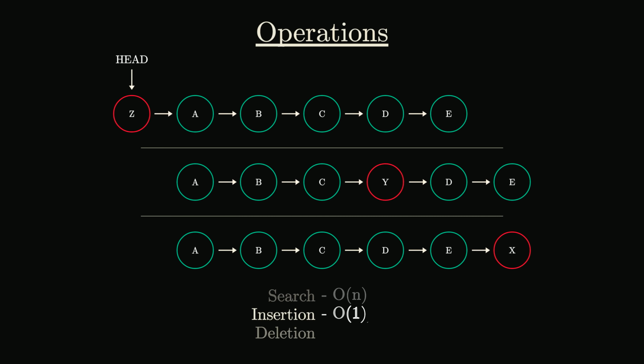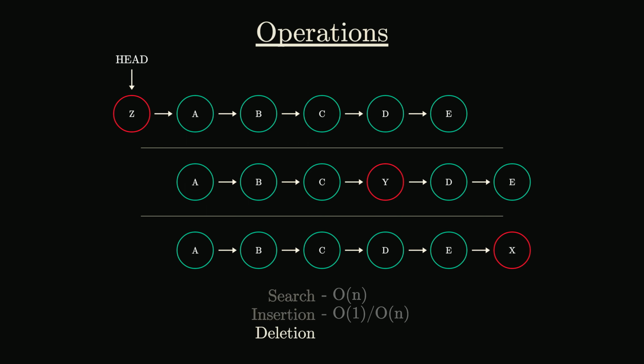Insertion has a time complexity of O(1) when inserting at the head, but also has a general time complexity of O(n). In the worst case, the insertion point is set at the end of the linked list, requiring iteration through the entire linked list.